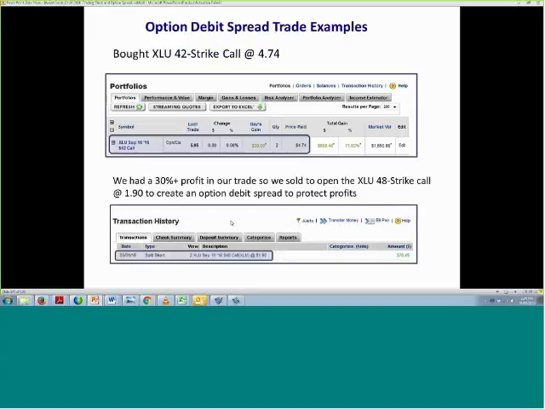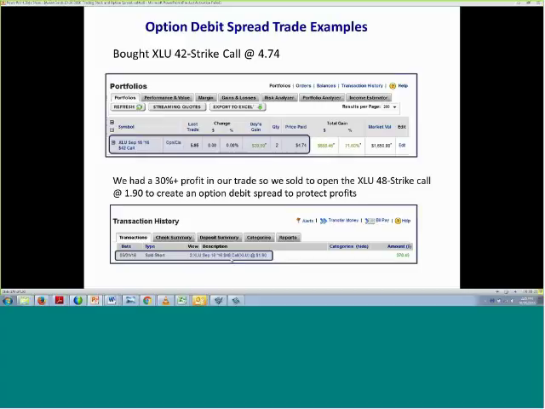Here's an example for XLU. We bought the September 42 strike call. We paid $4.74. We had a profit in this trade. XLU moved up in price. We used the 1% rule to select this strike price, and we had a profit in this trade. So at a later date, we sold the 48 strike call. So bought the 42 strike call at $4.74, had a profit.